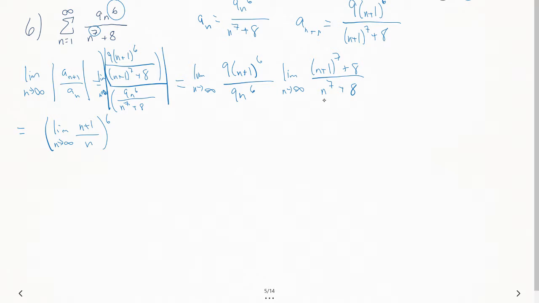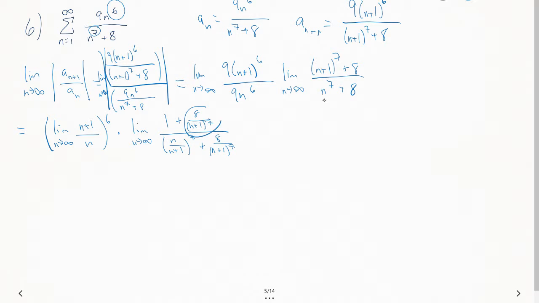Okay, so in the second case, what do we have? Well, this is a little bit trickier. There are a couple of ways. You could do L'Hopital's rule multiple times, but an easier way would be to divide both numerator and denominator by n plus 1 to the 7th. What would happen is you get 1 plus 8 over n plus 1 to the 7th, and then you'd have n over n plus 1 raised to the 7th, because both of those are the same power, plus 8 over n plus 1 to the 7th.